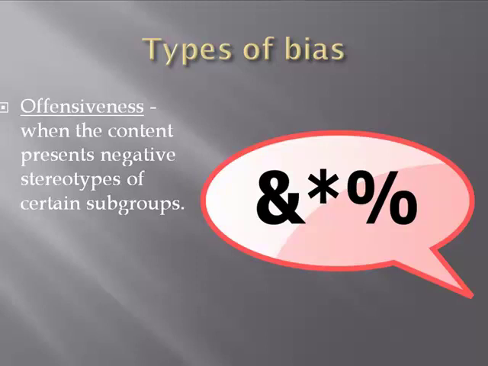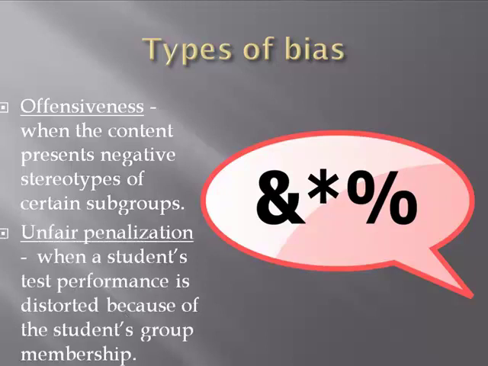One is offensiveness, when the content presents negative stereotypes of certain subgroups. So something could be offensive to females, could be offensive to African Americans, could be offensive to Hispanics, or some other subgroup, because of the stereotype that's presented. Okay, the other part is what's called unfair penalization, when a student's test performance is distorted because of the group he belongs to.